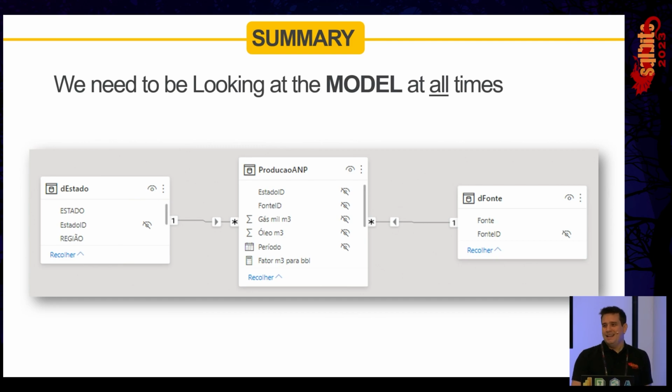Okay, DAX is a query language for a model. So you need to look at your model at all times. This is a really small model with one fact table and two little dimensions. The models can become really, really big, but we need to look at our model at all times.